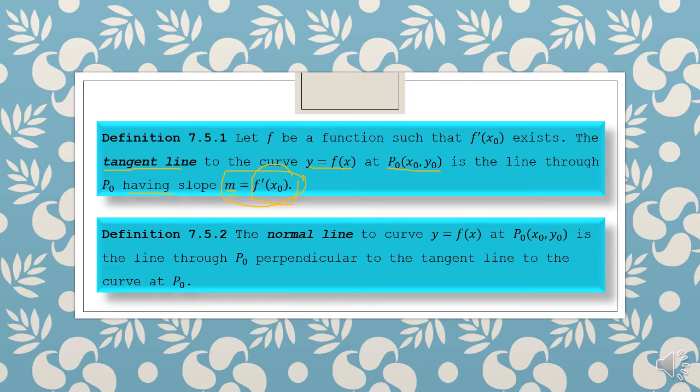The next definition is the normal line. The normal line to the curve y equals f of x at point P sub O is the line through P sub O perpendicular to the tangent line to the curve at P sub O.